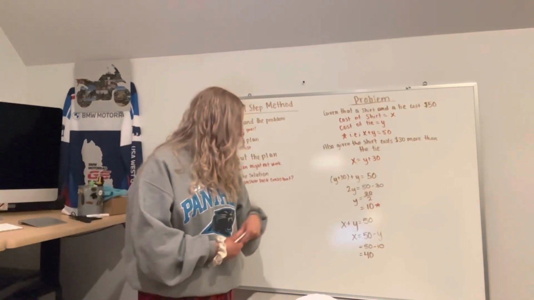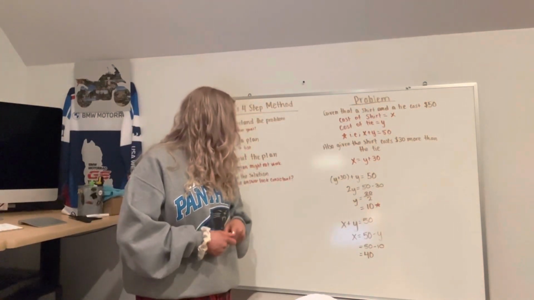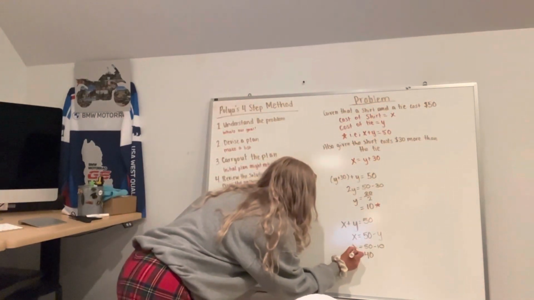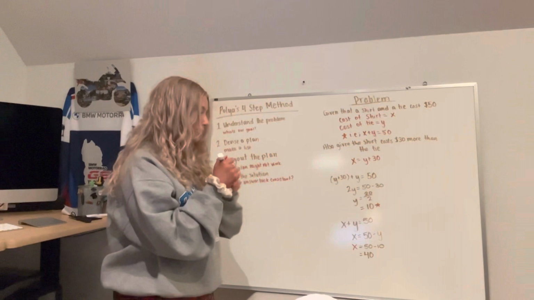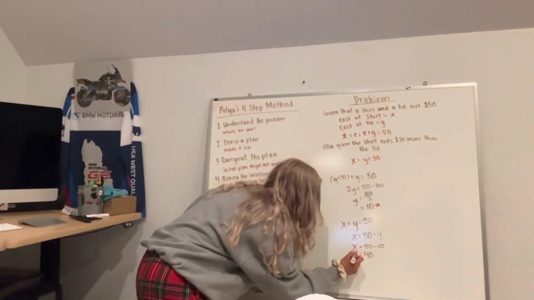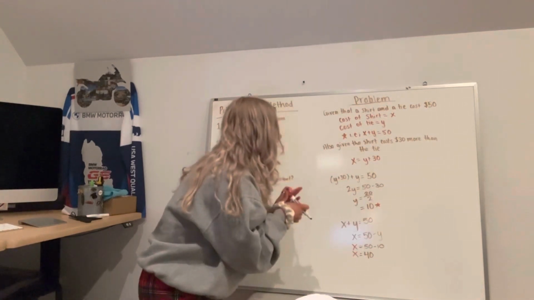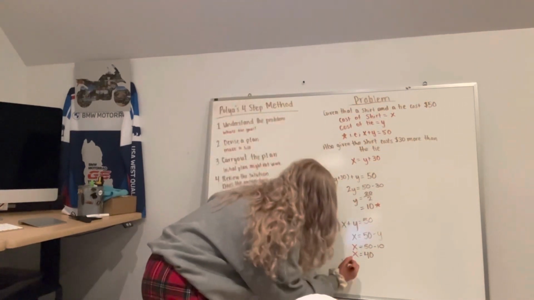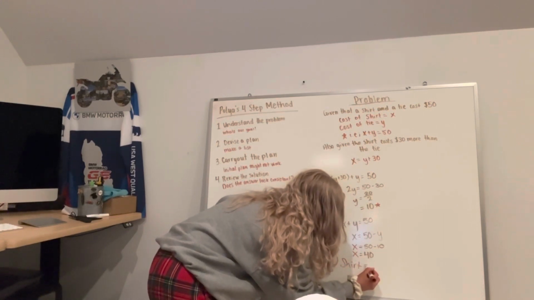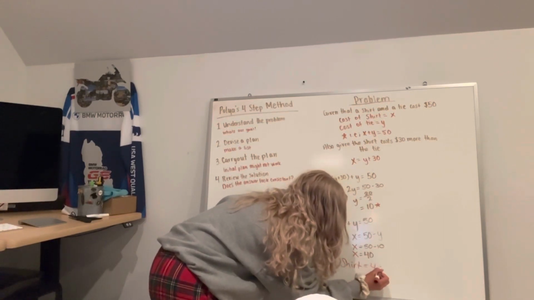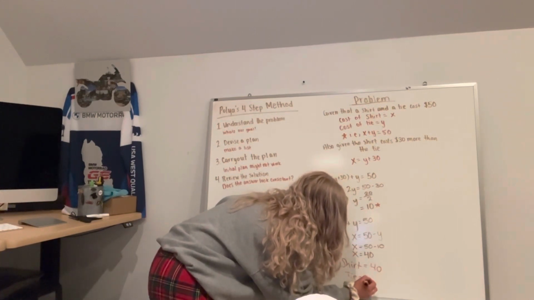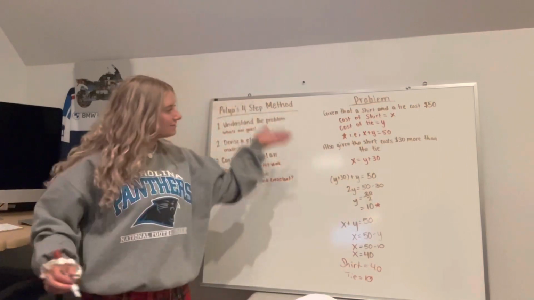And then we're going to get x equals 50 minus 10. As we know, our y equals 10. So 50 minus 10, now we know that x equals 40. So now we know that our shirt is going to cost $40 and our tie is going to cost $10. And that's how we do it.